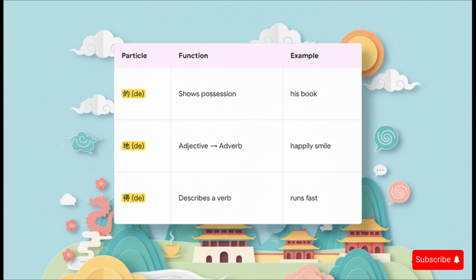Next up is the. This one goes before a verb. Its whole job is to turn an adjective into an adverb. It's what turns happy into happily. And finally, we have the. This one comes after a verb, and it describes how that action was done. For example, to say someone runs fast. Just keep telling yourself, where it is in the sentence is the key.